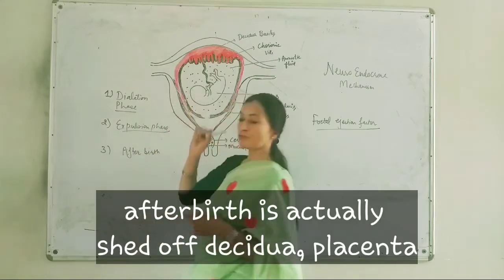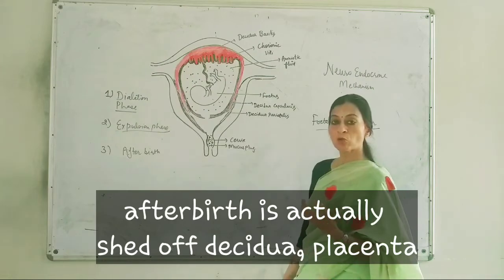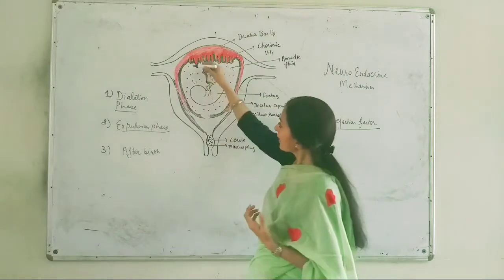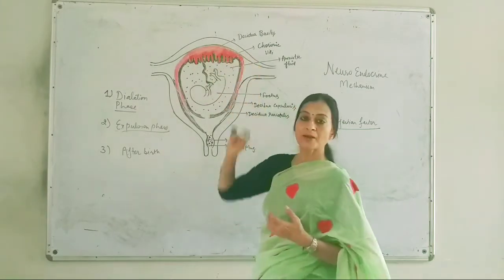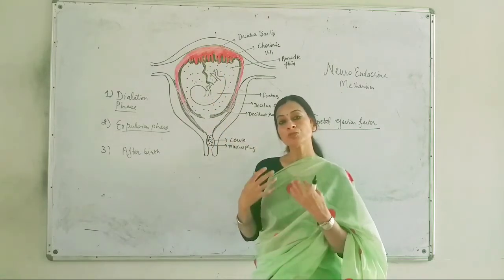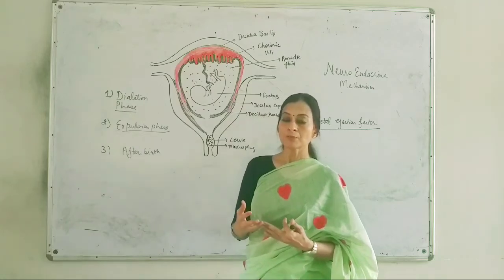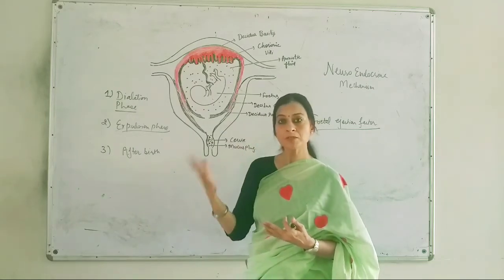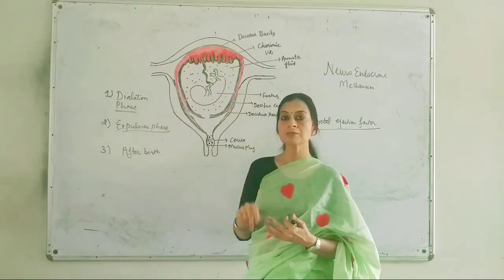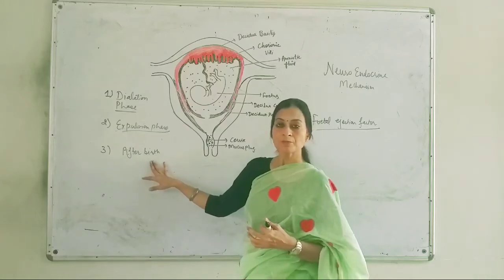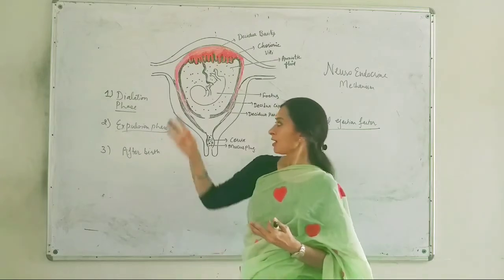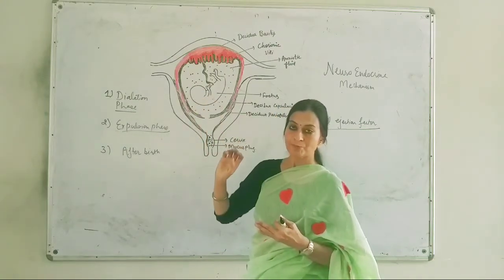After giving birth to this fetus, now we can call it a baby, there is also expulsion of the placenta, because there is no need of the decidua or placenta now, so it will also be released along with the fetus. The expulsion of the placenta takes place after the birth of the fetus, and that's why it is called after birth, and it takes place about 10 to 45 minutes after the birth of the fetus.